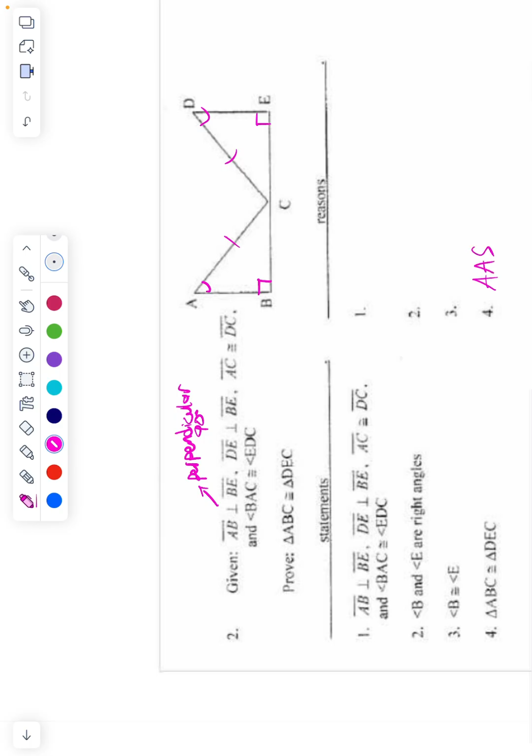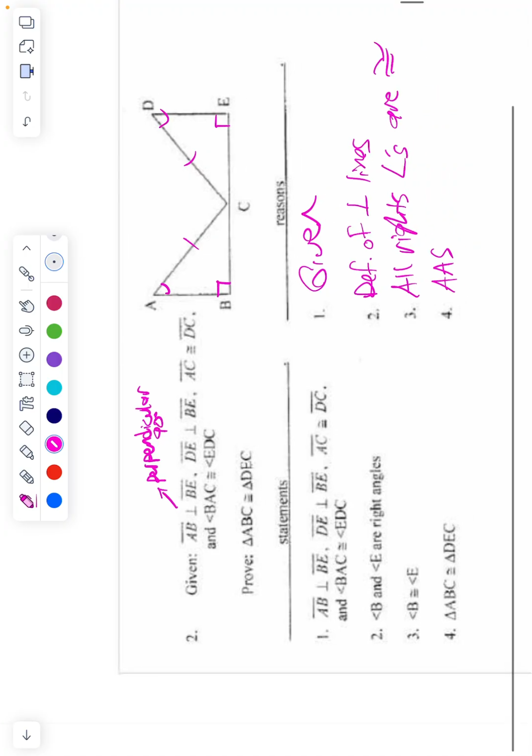Why are B and E congruent? It's on that sheet. Do you remember that one? Number 2 is definition of perpendicular. Definition of perpendicular lines. But why are B and E congruent? Yeah, all right angles are congruent. That's kind of a weird theorem, but that is that one.